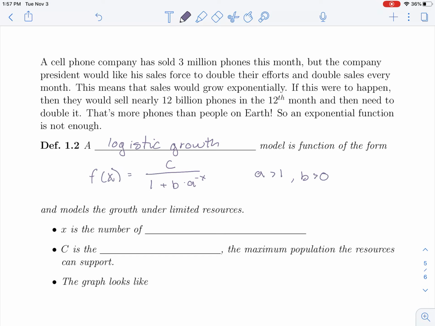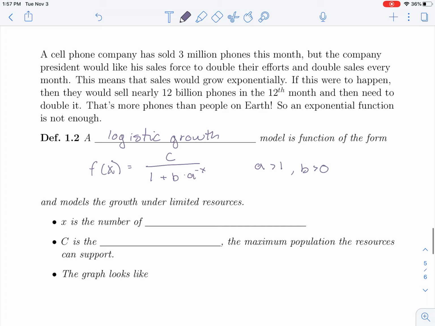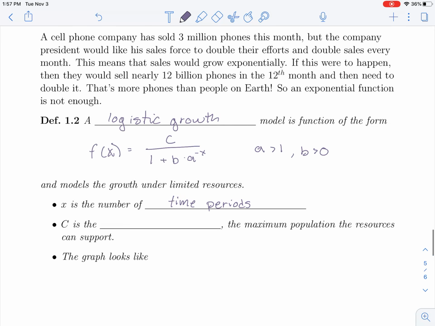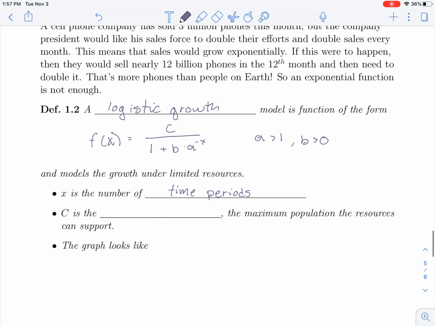And this models growth under limited resources, right? So cell phones being sold, I can't sell but so many. A lot of the time, population of a certain animal in a certain area, depending on resources. So x again is the number of time periods, kind of similar to how we were talking about growth and decay.